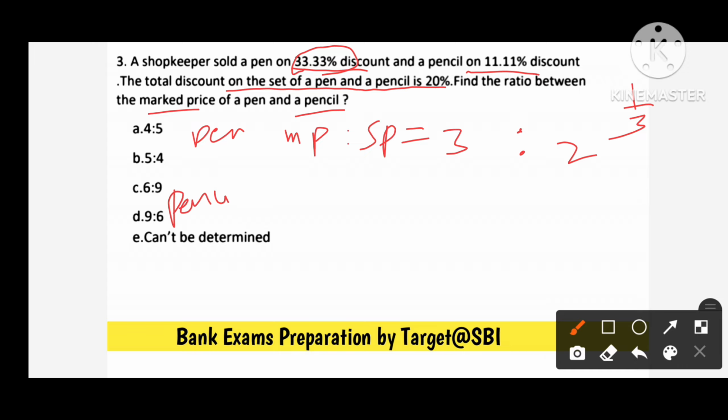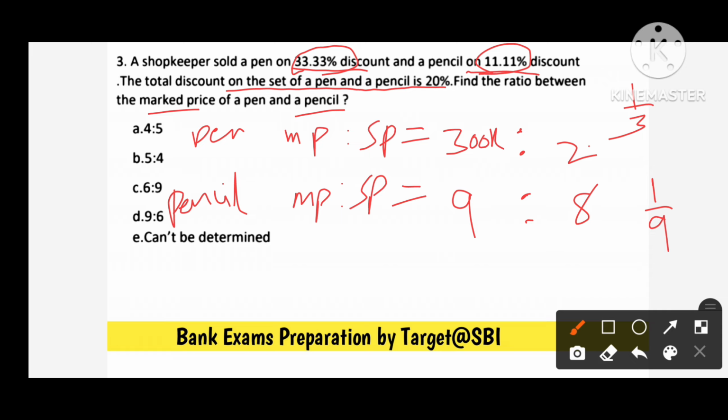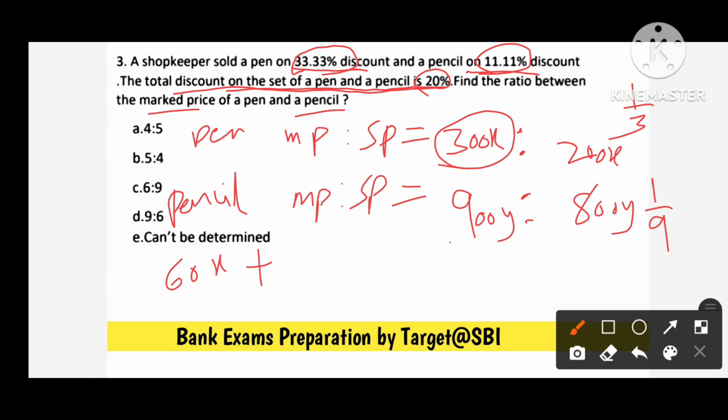For the pencil, market price to selling price ratio: it is said that 11.11% discount is given, which means 1 by 9 discount, so initially it is 9 parts, now it becomes 8 parts. So let's take these values as 300x and 200x, and these as 900y and 800y. In the question it says that the total discount on the set of pen and pencil is 20%. So 20% on the pen will be 60x, plus 20% on the pencil will be 180y, is the total discount given.